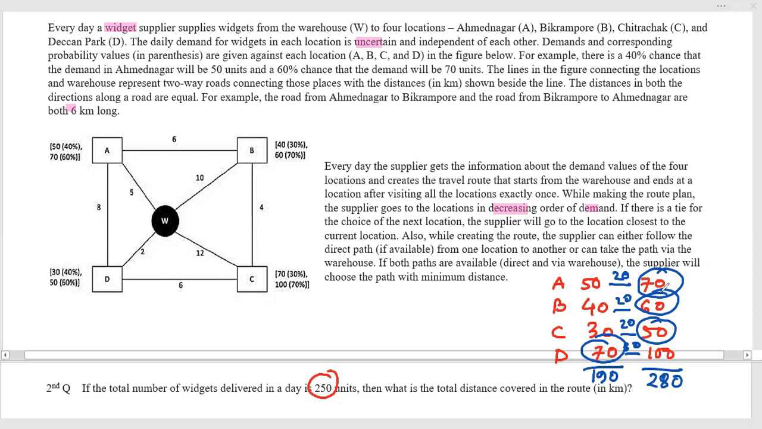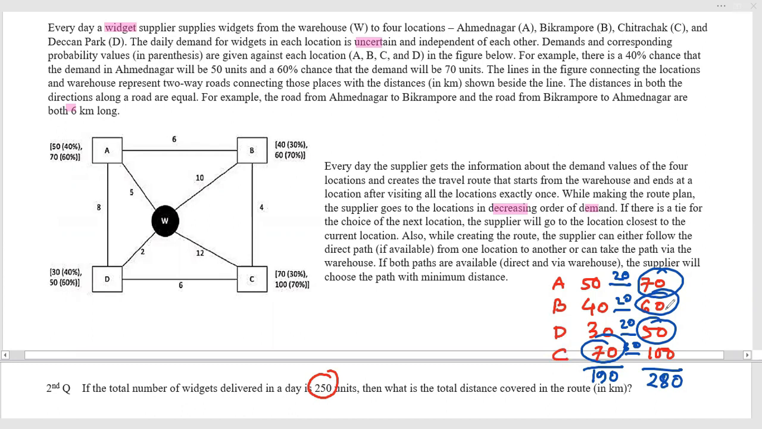Now, if the A, B, C, D demand is 70, 60, 50, and D is 70, now what should be the order? A and D both are the same. No, I have written the C and D in reverse order. By mistake it has been done, so I need to correct it. This is C, this is D, this is C.